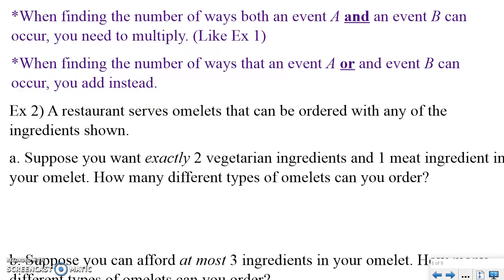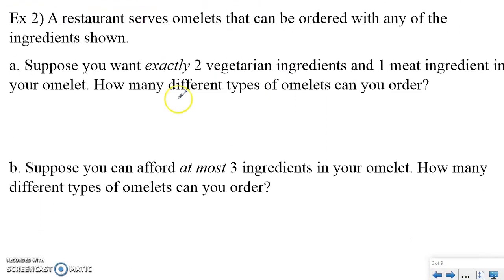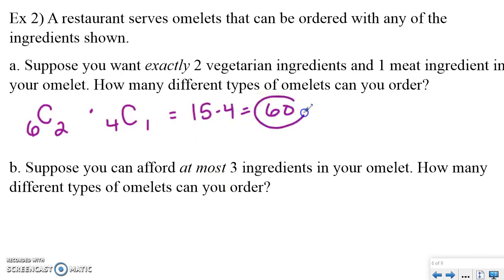Okay. So the restaurant is serving the omelets. Suppose you want 2 vegetarian ingredients. It doesn't matter which order I choose from those 6 vegetarian ingredients. I'm picking 2, so I'm going to use a combination. And then I have 4 possible meat options, and I'm choosing 1 meat ingredient. And then we're going to multiply those together, see how many combinations we can make. So 6 choose 2 is 15. 4 choose 1 is 4, so there's 60 possible types of omelets we can make.